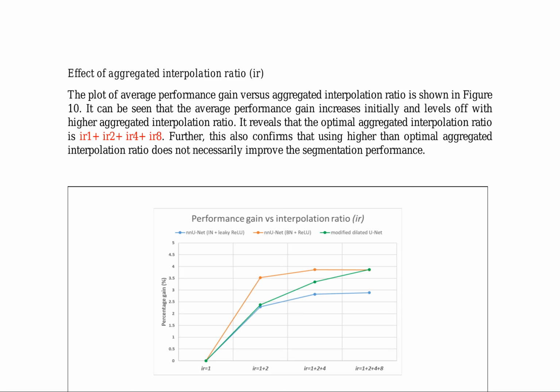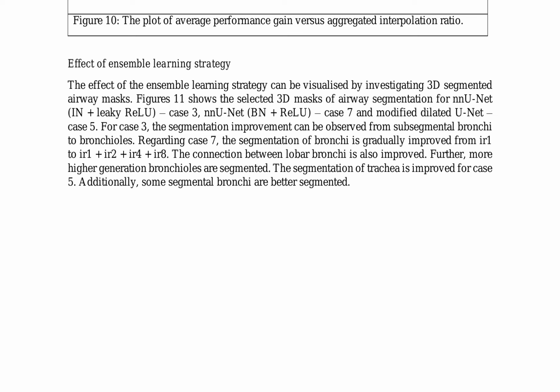Figure 11 presents selected 3D masks for airway segmentation using NNU-net, IN plus leaky ReLU, NNU-net, BN plus ReLU, and modified dilated U-net. The results demonstrate that the ensemble learning strategy improves segmentation performance in various aspects. For instance, the segmentation of subsegmental bronchi to bronchioles is enhanced, and the connection between lobar bronchi is improved. Additionally, higher generation bronchioles are better segmented, and the segmentation of the trachea and some segmental bronchi is improved.